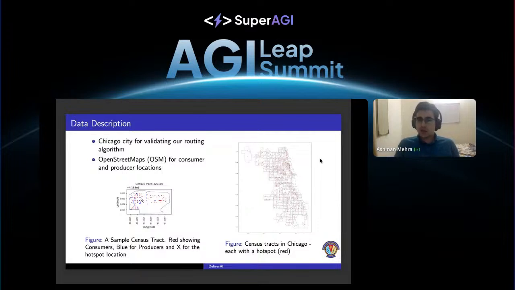So on the right here, we have the city of Chicago divided into its census tracts with a hotspot placed in each of these census tracts. And on the left, we can see a close view of these census tracts where the cross indicates the placement of the hotspot. So we place the hotspot at the centroid of all the producer and consumer locations, which are marked by these blue and red dots respectively. So deliveries from the producers will reach their nearest hotspot. They will follow our agent interaction procedure through the overlay network of hotspots and finally go to the destination, which is the consumer.